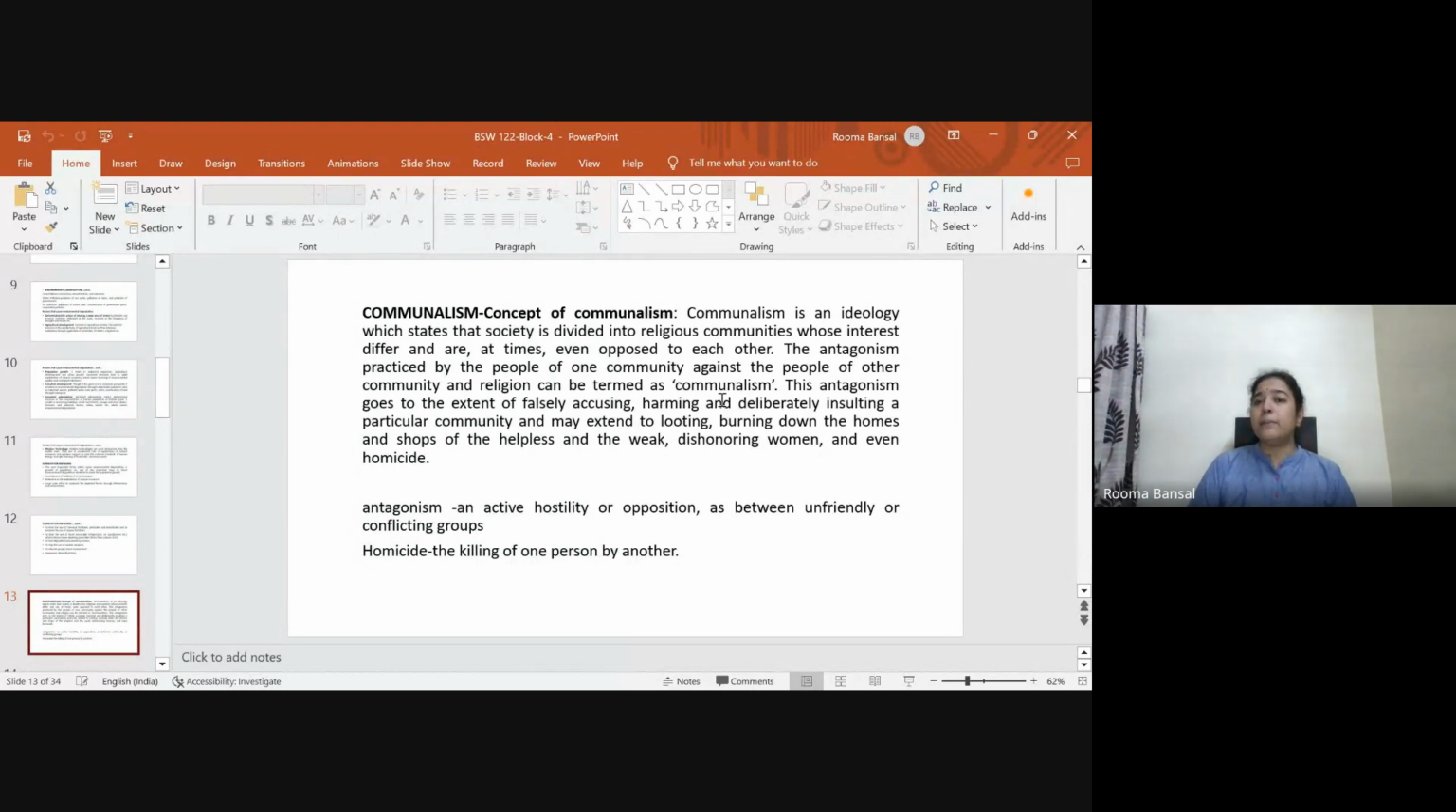extend to looting, burning down the homes and shops of the helpless and the weak, dishonoring women, and even homicide. Here, antagonism means an active hostility or opposition as between unfriendly or conflicting groups, means two different religious communities are fighting with each other. Sometimes on some issues, sometimes without any issue. And homicide, the killing of one person by another. Generally, at the time of communal riots, we see these kinds of events.